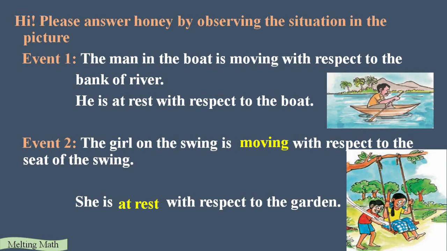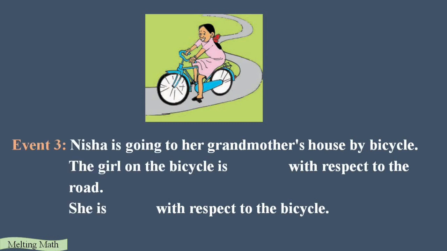Okay. Next, observe this image. One girl is moving on the road by bicycle. Just answer this. Nisha is going to her grandma's house by bicycle. The girl on the bicycle is moving with respect to the road. With respect to the road, Nisha is moving. Nisha is moving with respect to the road, but with respect to the cycle, she is at rest. Okay, these are the answers.